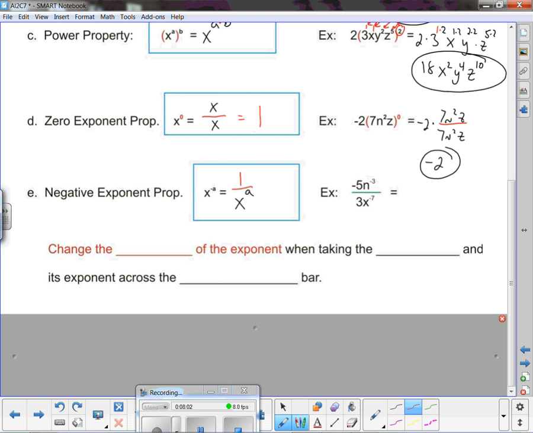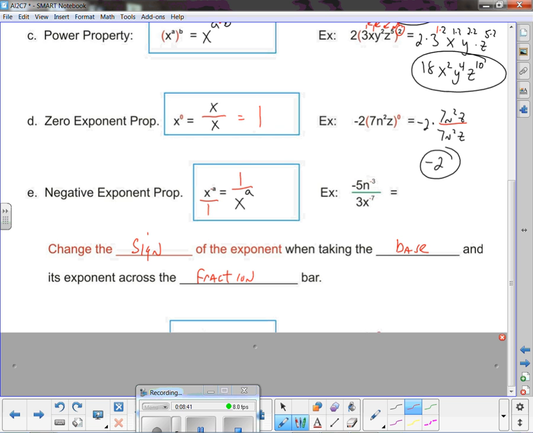We usually don't show this, but the original was x to the negative a over 1. It was in the numerator. X to the negative a in the numerator becomes x to the positive a in the denominator. And so I try to tell you this. If you look underneath the sentence here before we do the example: change the sign of the exponent when taking the base and its exponent across the fraction bar.